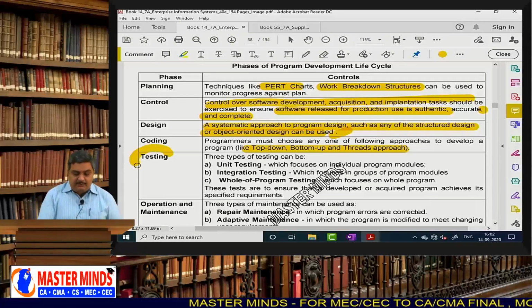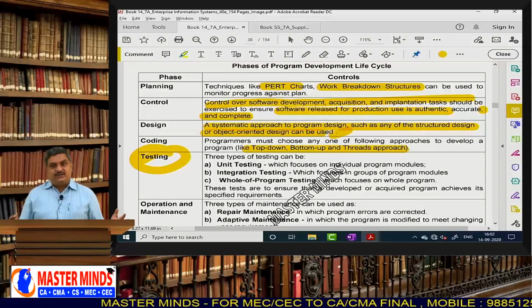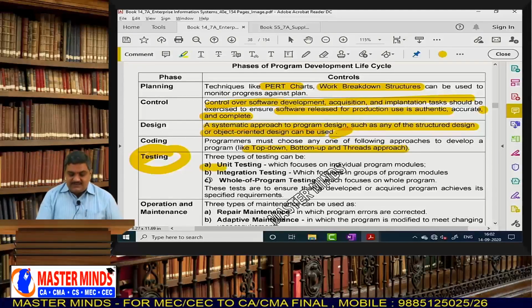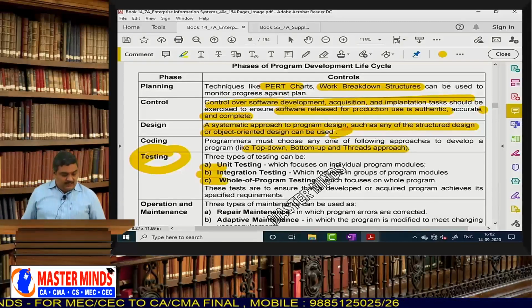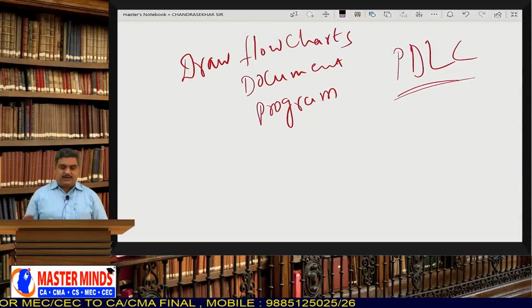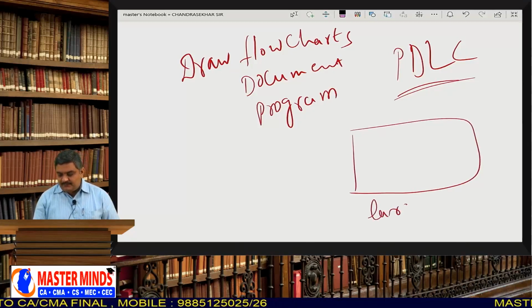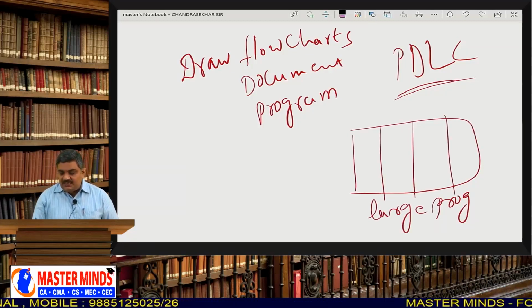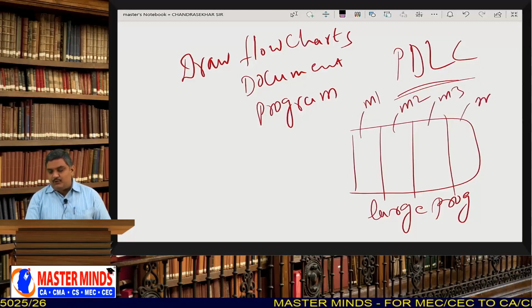And again, a very, very important thing, that is testing. Once the program coding is finished, you have to test the code, you have to test the program. You have to test it unit-wise, integration and whole of the program. An information system means a very big program, a very large program. As this is a large program, it is divided into modules. So first module 1 is written, later module 2, later module 3, module 4, like this.